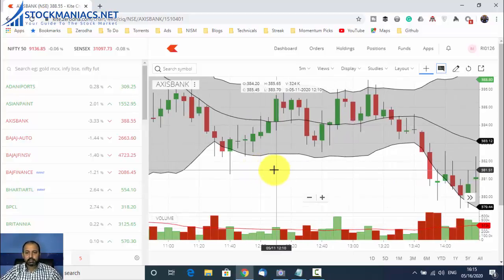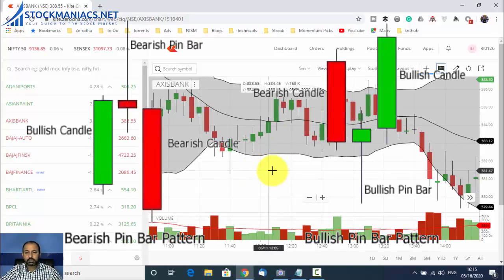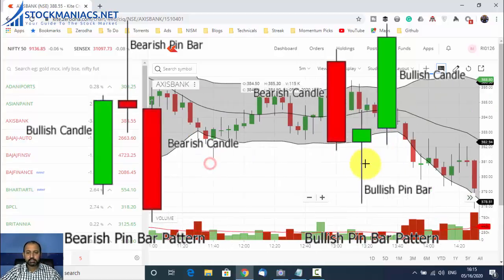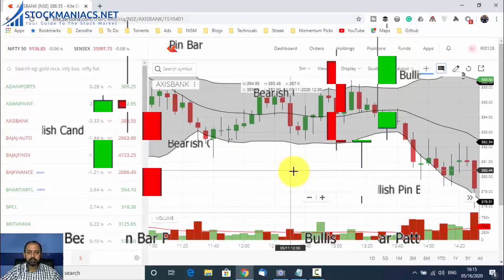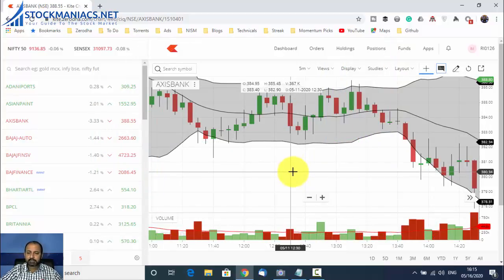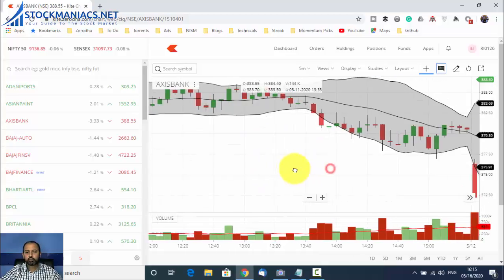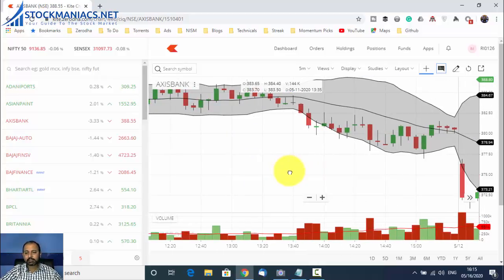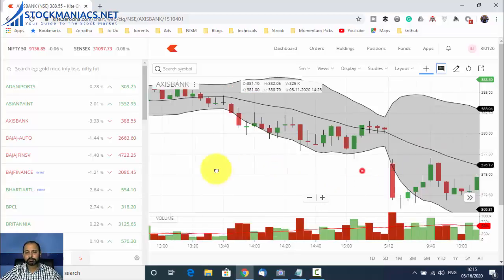One thing you need to understand, the longer the wicks of the pin bar, the upper or lower wicks. In case of a bullish pin bar, the lower wick should be very big, and in case of a bearish pin bar, the upper wick should be very big. So the longer the upper or lower wicks, the stronger the pin bars. So in this way you can trade the pin bars very well by using the Bollinger Bands and the pin bars. So now I'll show you another great candlestick pattern, that is the engulfing pattern.